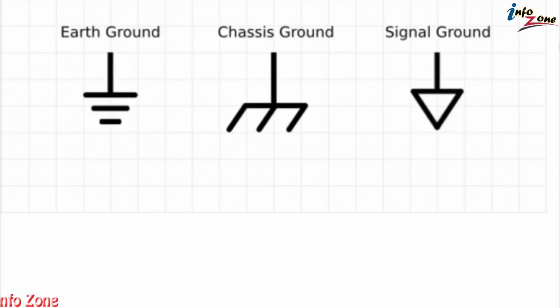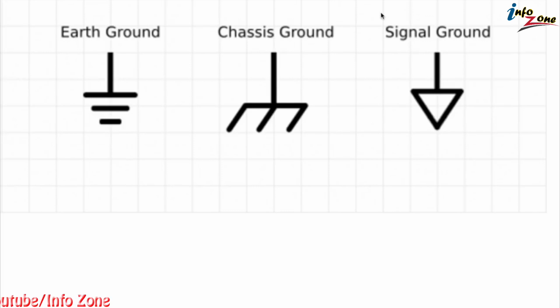There are three different types of ground symbol. We have earth ground, chassis ground, and signal ground. Now, all of these symbols mean ground. They mean the same thing. All of the ground symbols mean that the charged electrons want to flow to ground to achieve a zero voltage, or in other words, get rid of their additional charge. The only difference between these three symbols is where you would use them in a circuit schematic.